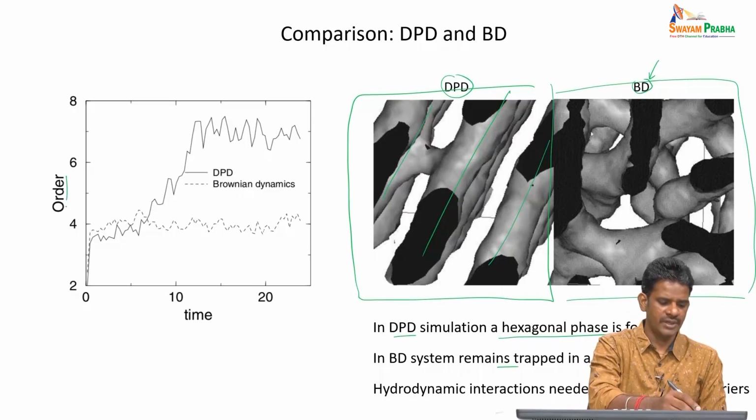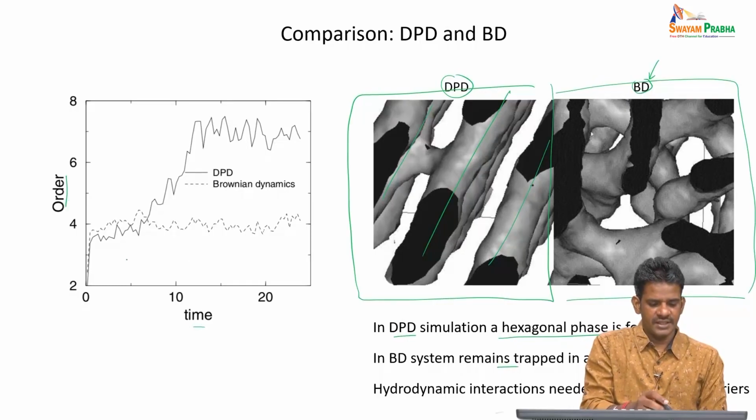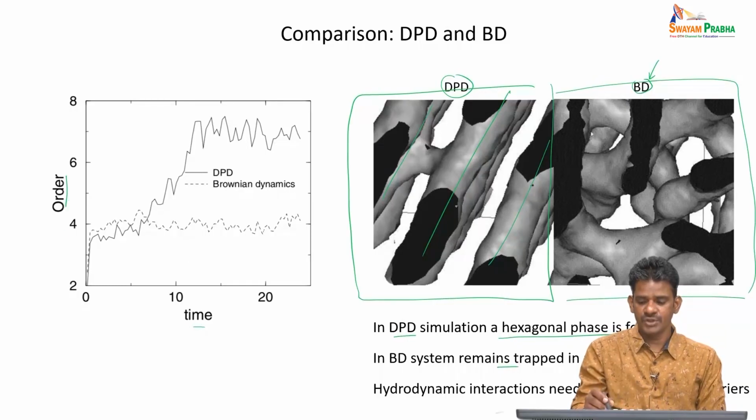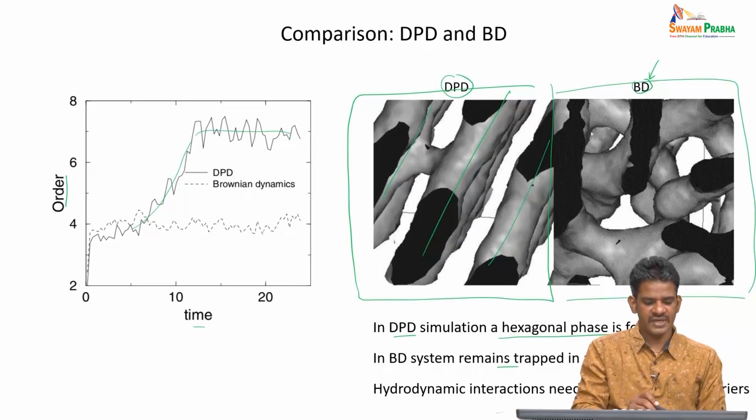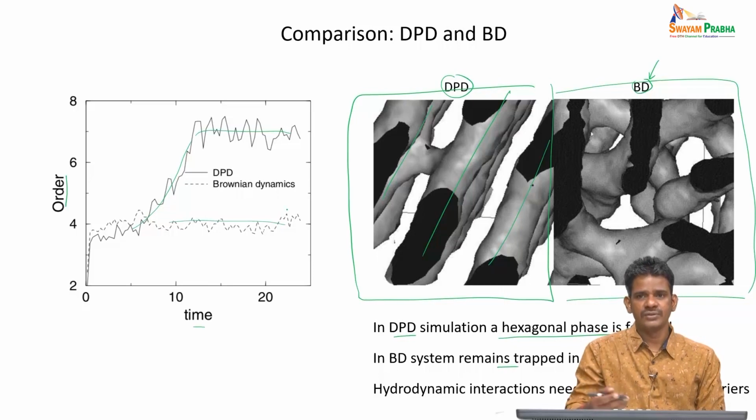And this is also shown as a function of time. If you define some order parameter that can distinguish between the hexagonal phase and the other phase, the DPD simulation order parameter increases as a function of time, whereas the Brownian dynamics gets stuck somewhere here. Okay, and Brownian dynamics is not able to overcome the energy barrier to sample the more ordered states like the hexagonal phase here.